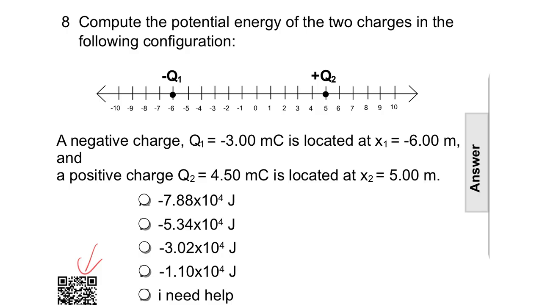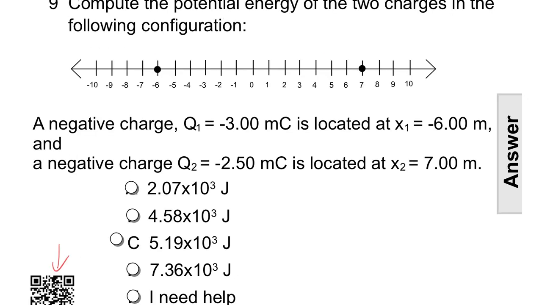So you do the same thing with this problem. You can look up the QR code if you want. But in this case, when you do U equals KQQ over R, you got to keep the negative. So Q1 is negative, so your answer is going to be negative. So it's the same thing except we got negative.